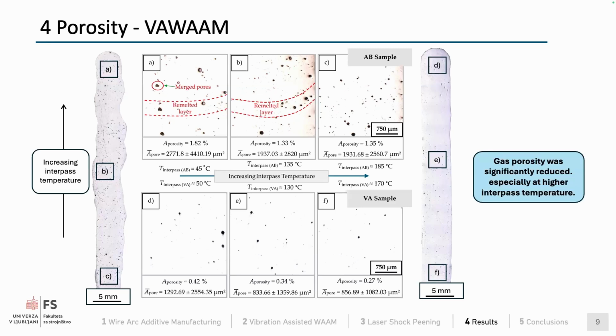vibration assisted sample. We started welding at the cold substrate, and because of the fixed interpass cooling time, the interpass temperature increased, and we got the best result at the higher temperature, around 170 degrees. That's because of the larger window of the solidification in which the vibrations can have more impact on the degassing.